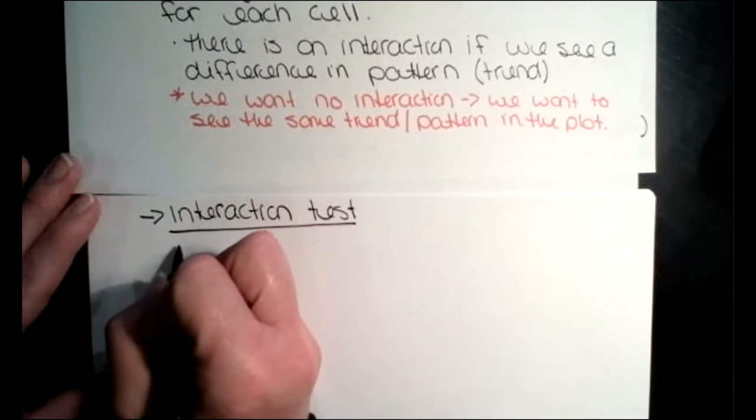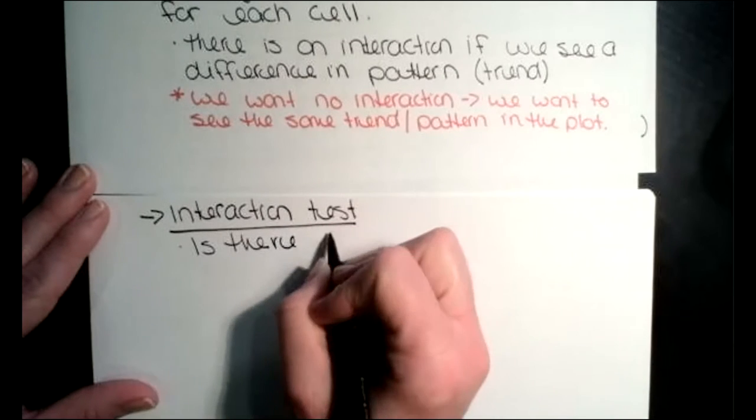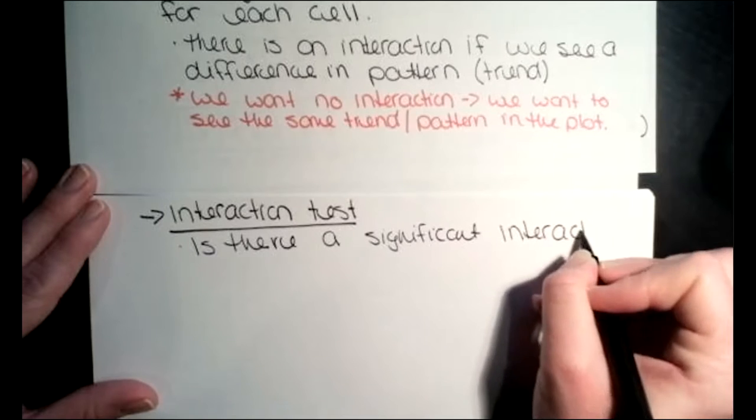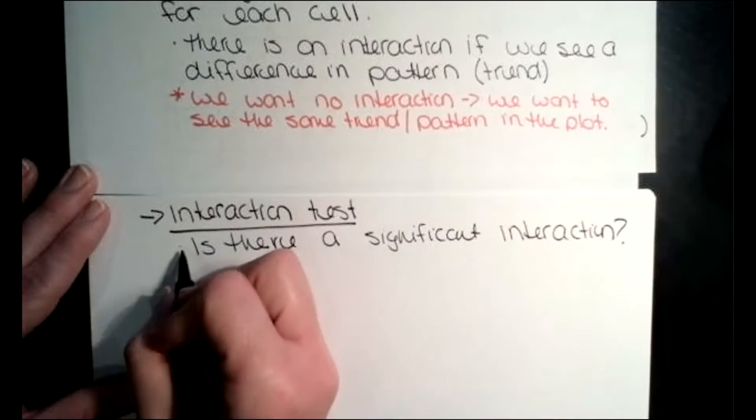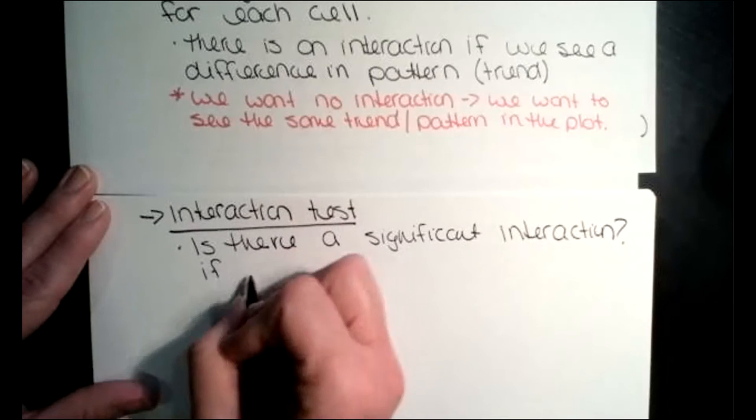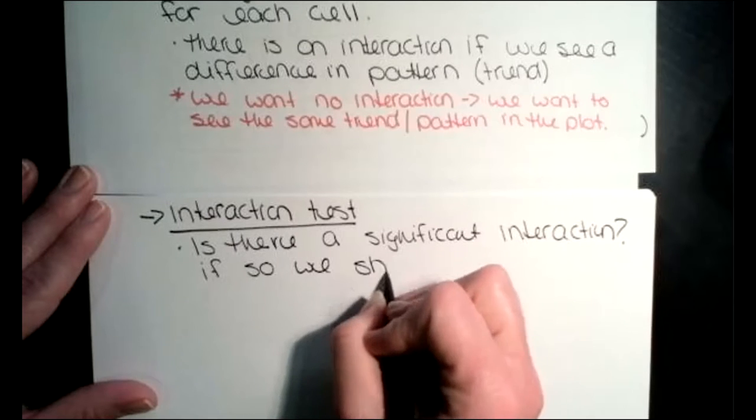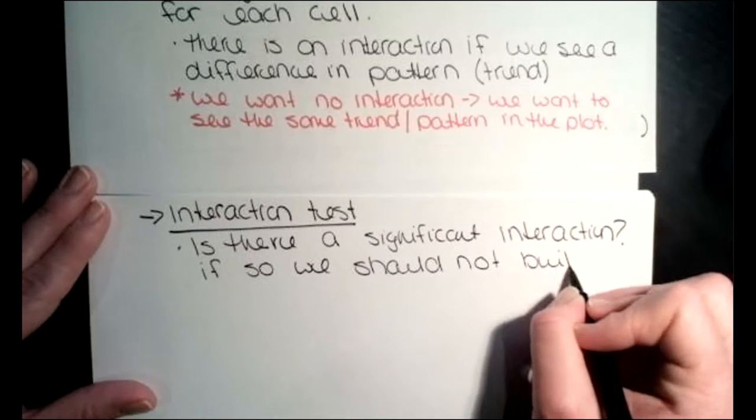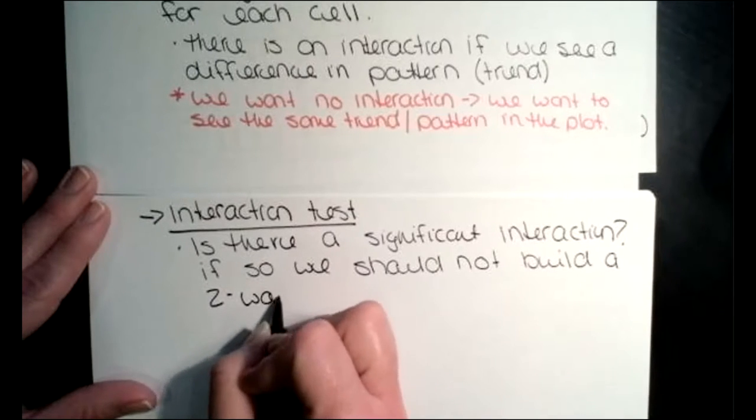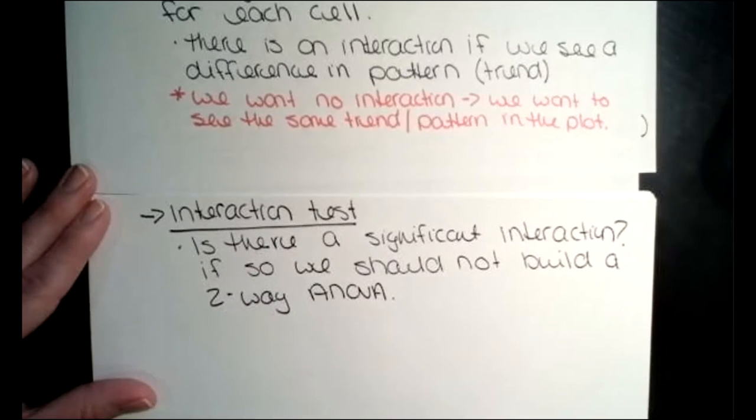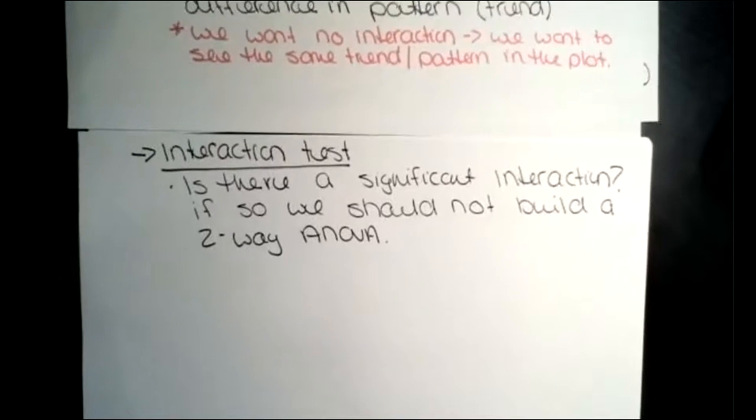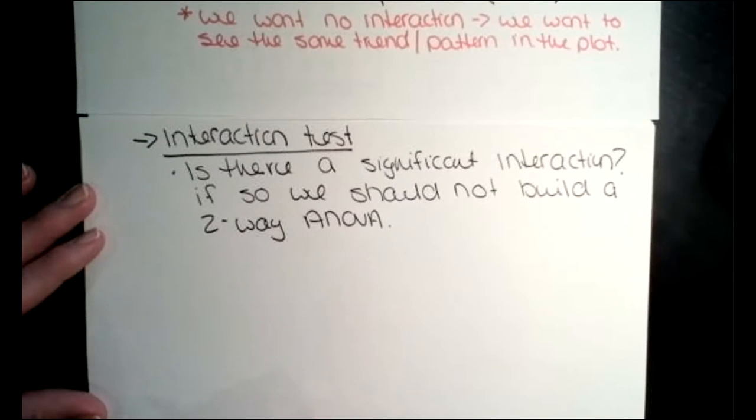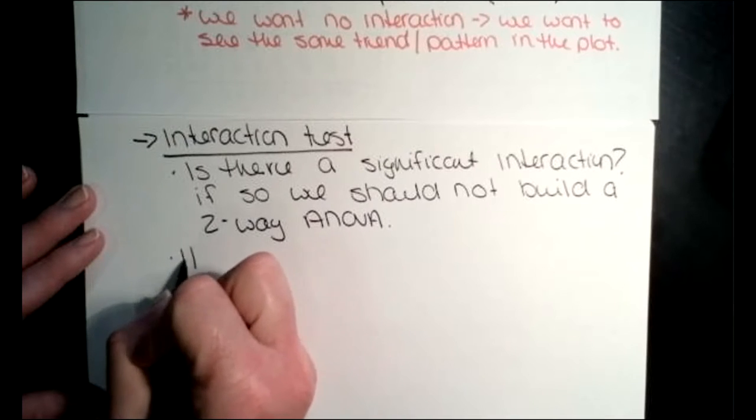So for our interaction test, we're wondering, is there a significant interaction? Okay. So if so, we should not build a two-way ANOVA. So if I have an interaction, then I don't want to test to see if either factor individually has an effect on my numerical variable. So let's take a look at what this test write-up looks like. It's going to be a shortened test process. It's real short. So we have our null hypothesis.